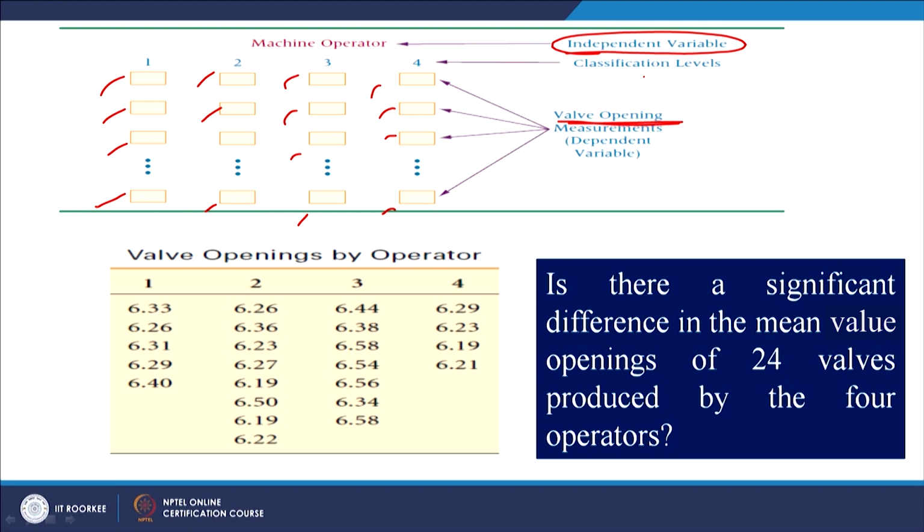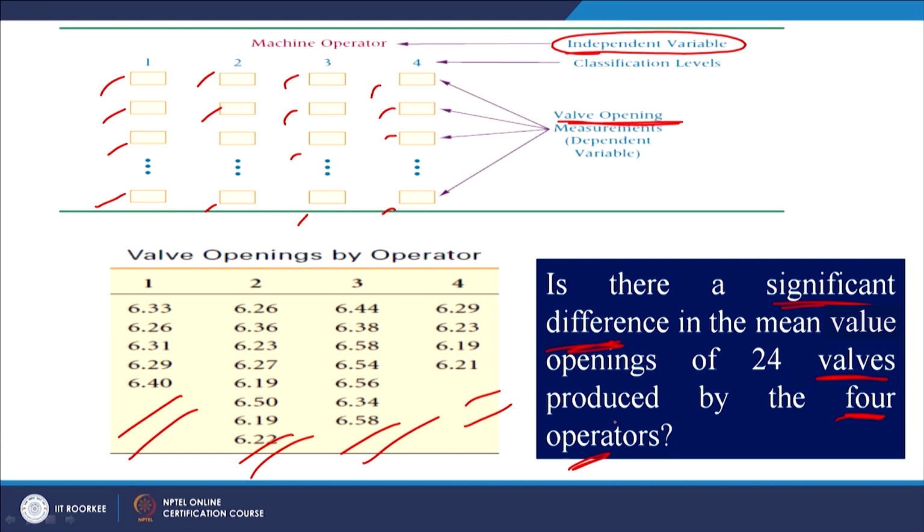So, the question is, is there any significant difference amongst the means of all these valves produced by these 4 operators? That is the question: is there a significant difference in the mean value of the diameter of these 24 valves produced by 4 operators?